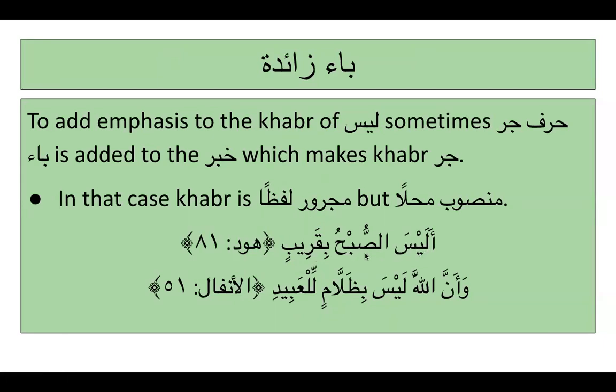If I tell you alaysa subhu bi qareebin, is subh not near? Or if I just remove this ba, alaysa subhu qareeban, make sense or no? Do I get my definite khabar, one that makes complete sense? Can this ba be ba zaida? Yes. So should I call this construction khabru laysa with ba zaida, or should I call it mutalliq bil khabar?